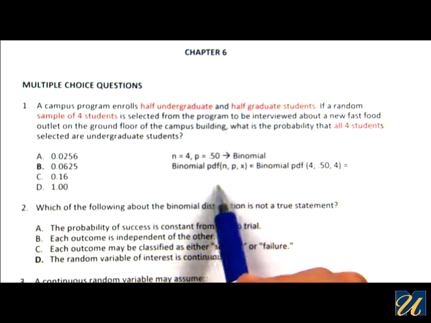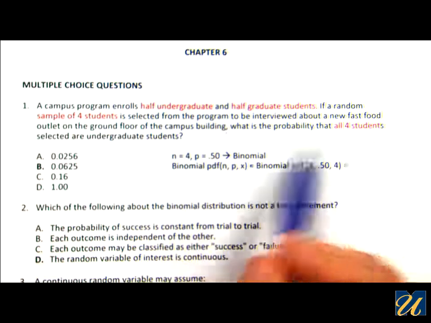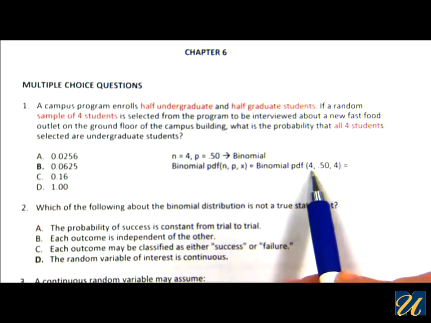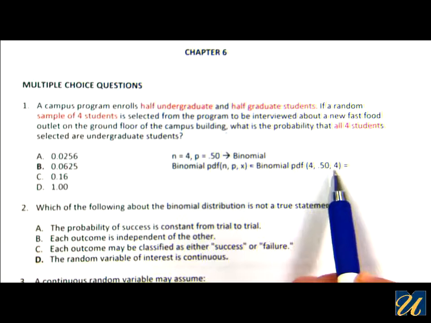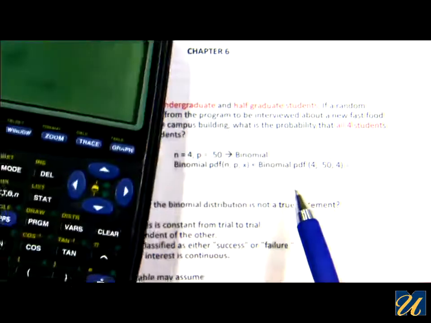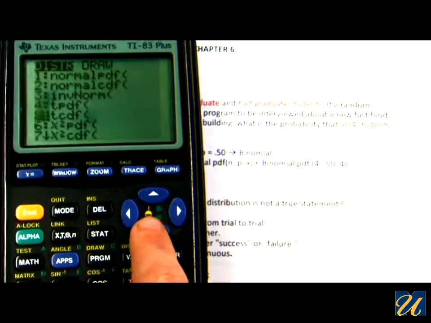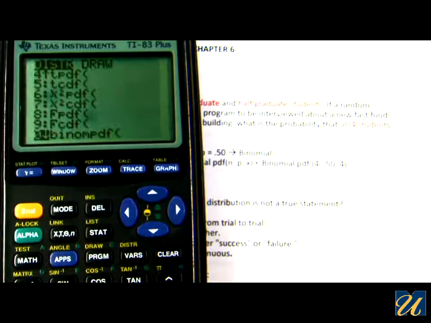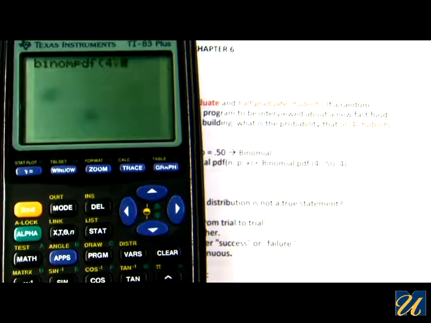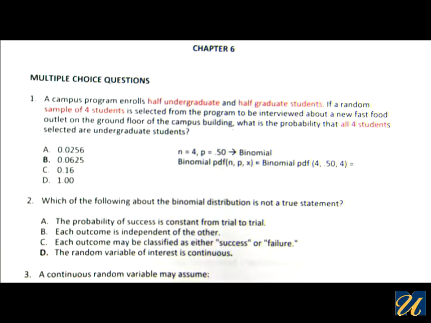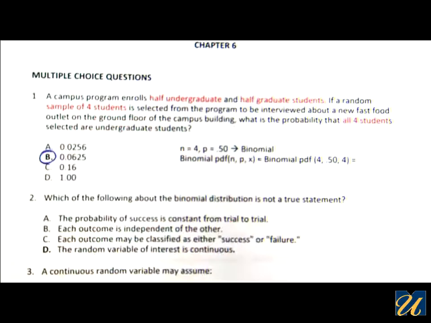We want to know what is the probability that x will be equal to 4, all 4 students. So n is equal to 4, p is 0.5, x is equal to 4. If we were to use our graphing calculator, second VARS, binomial PDF, we will do 4, 0.5, 4, close parenthesis, and enter. The answer will be 0.0625. So the correct answer will be B.